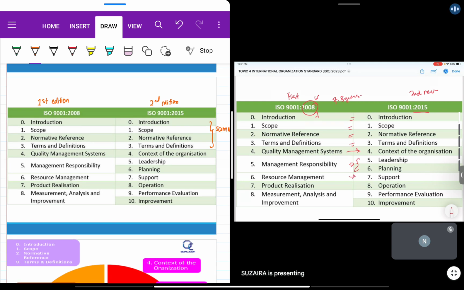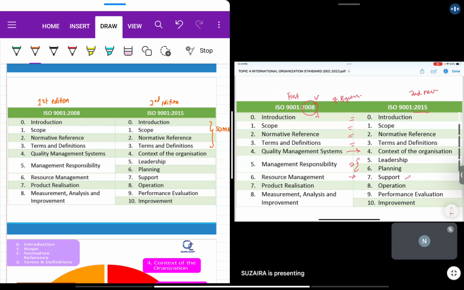Resource management is like what are the things that you need whenever you want to produce a product? Decide raw material, and then you have a machine, people, top management. So that would be under support.